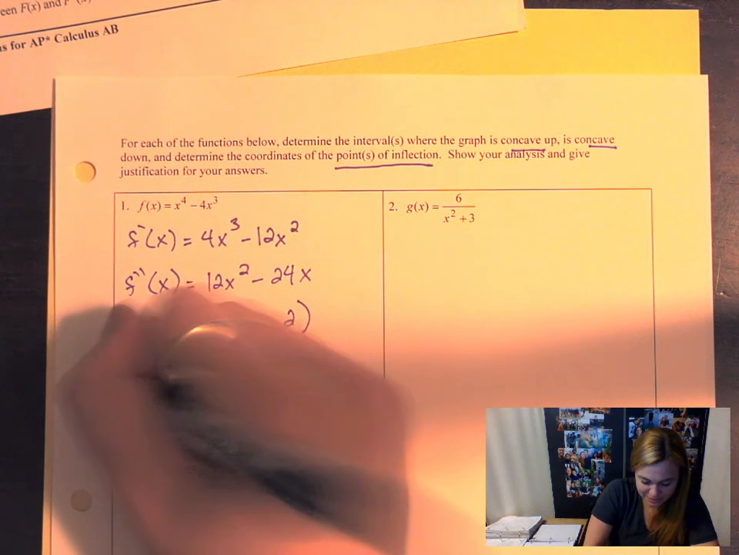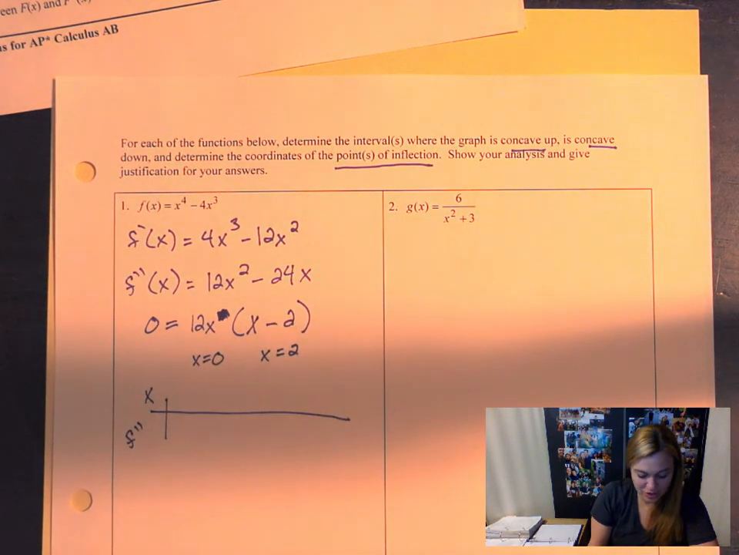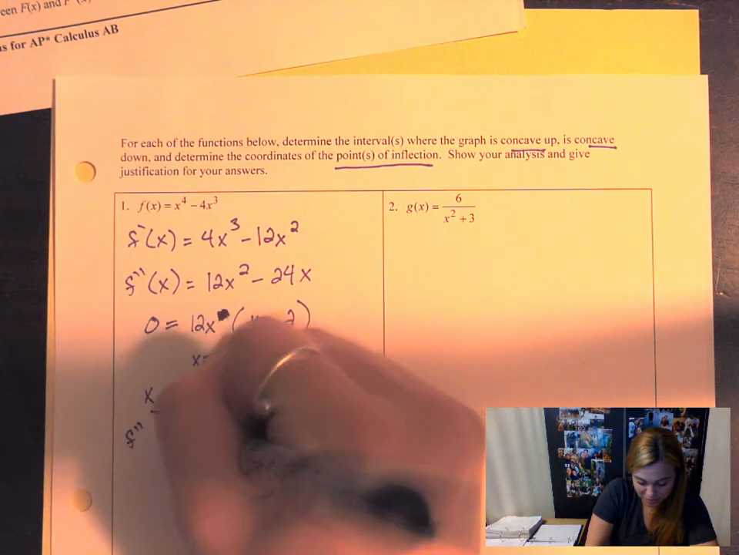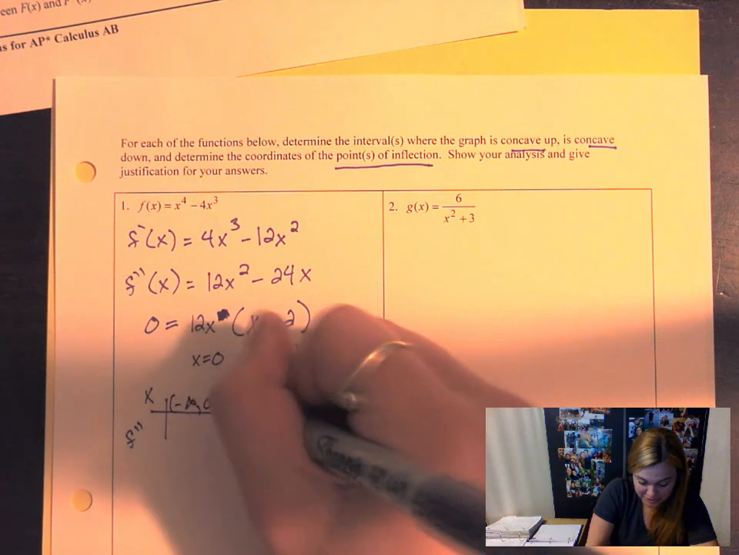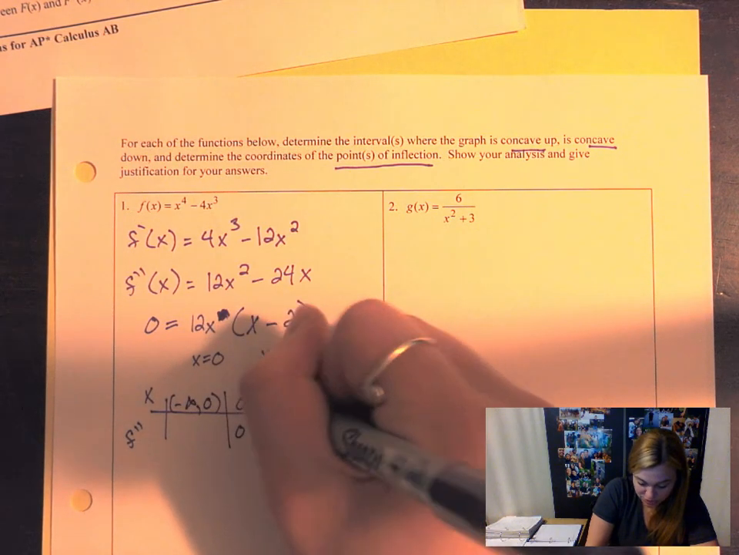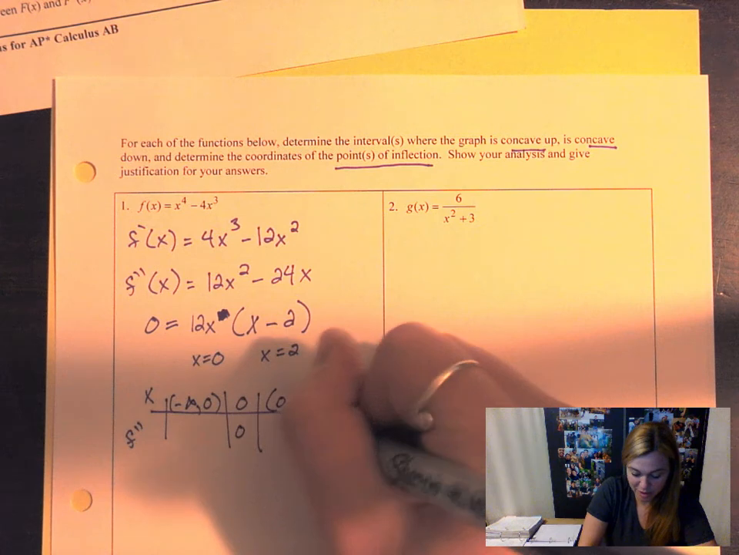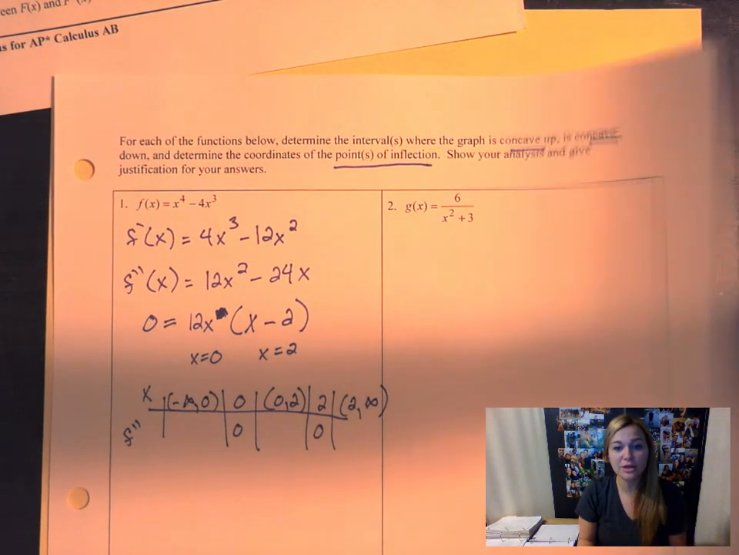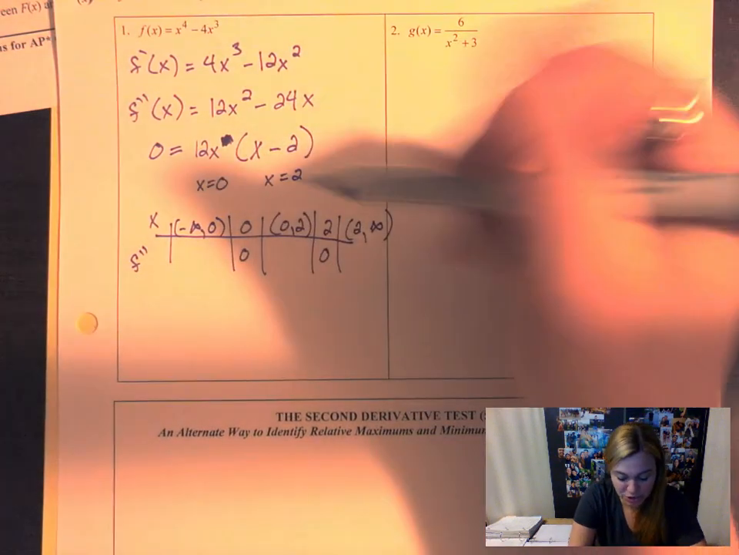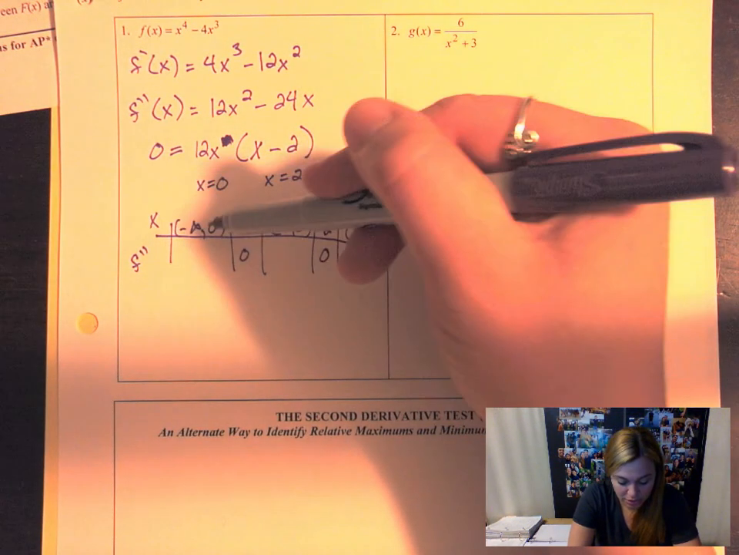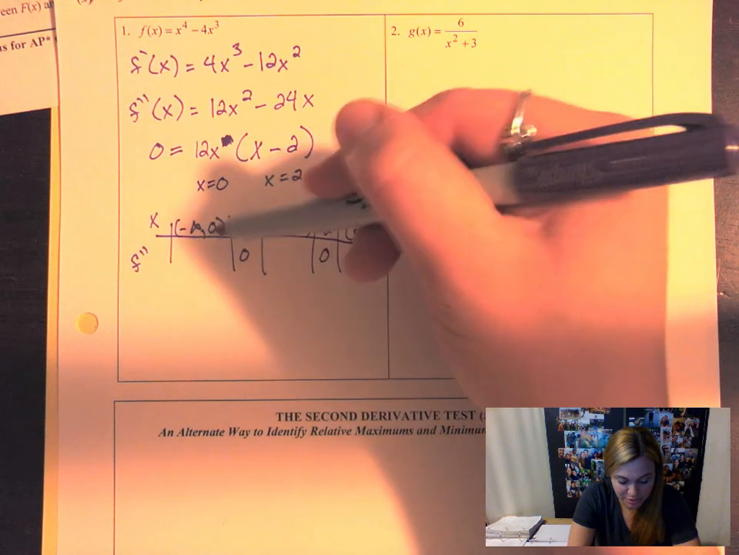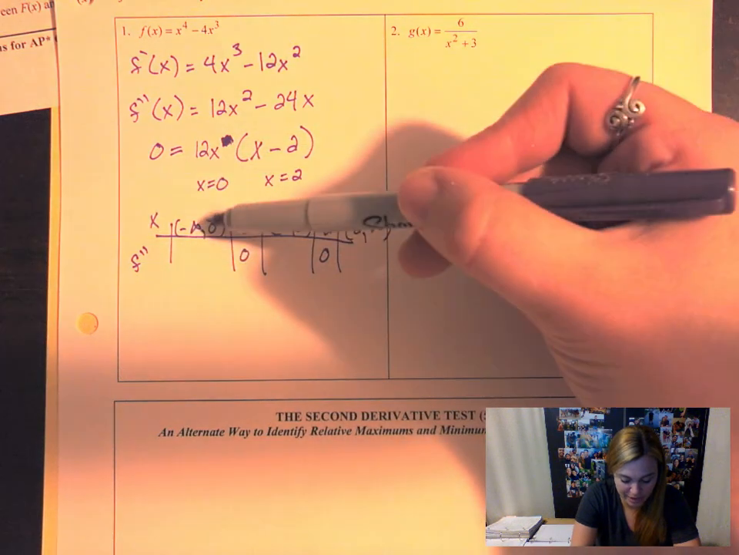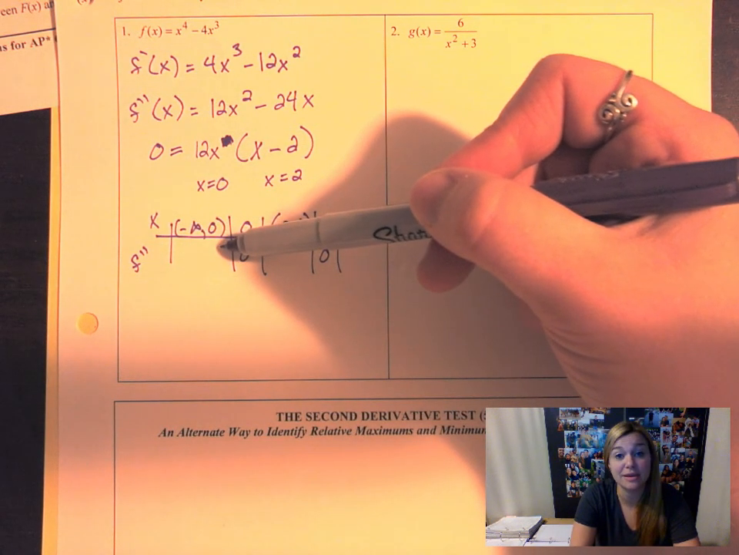This time you're going to do f double prime. I'm still going to get negative infinity to 0. At 0, f double prime was 0. 0 to 2, because at 2, f double prime was 0. 2 to infinity. And just like before, what we're going to do is we're going to substitute into f double prime, we're going to substitute into this function right here.